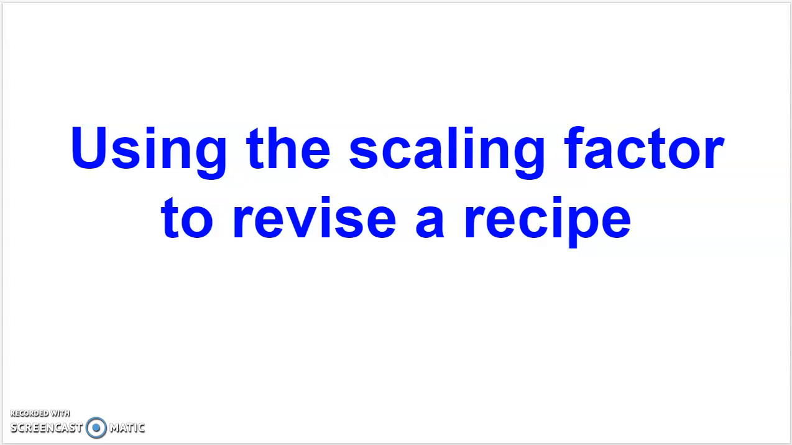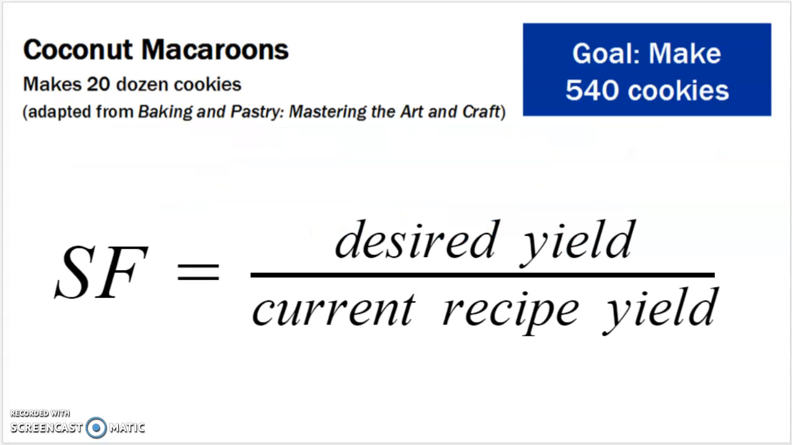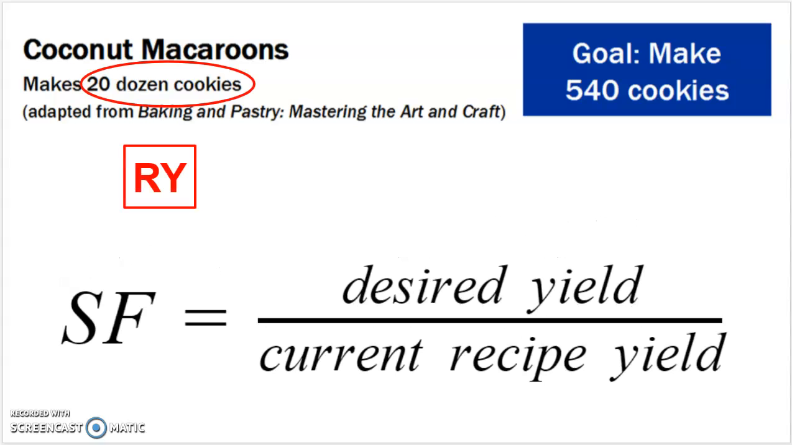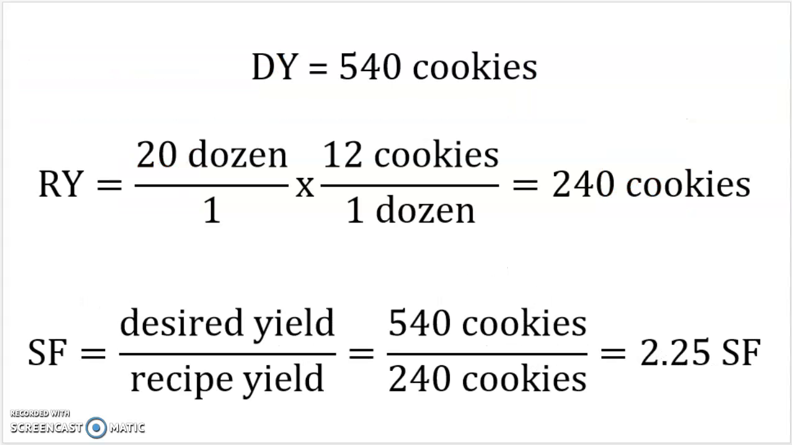In this video, we're going to talk about using the scaling factor to revise the recipe. So a quick review about finding the scaling factor. Here we have a recipe for coconut macaroons that makes 20 dozen cookies, and the goal is to make 540 cookies. Notice the 20 dozen cookies is our recipe yield, the 540 cookies is our desired yield.